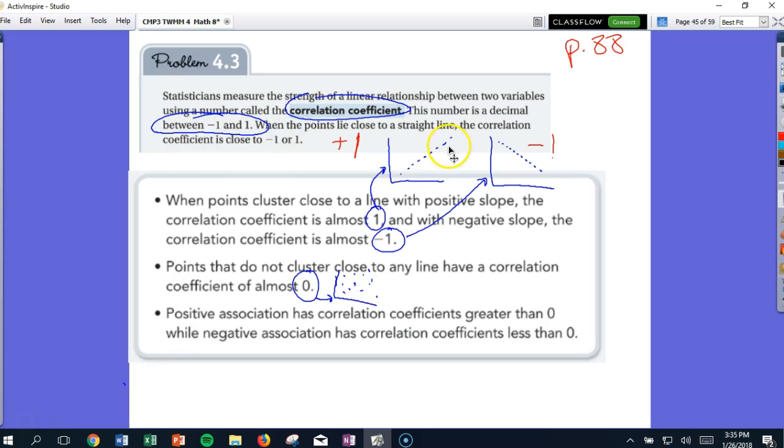Again, a strong positive line is going to be closer to +1. A strong negative line is going to be closer to -1. And if it's all over the place and there's no real pattern or real good line of best fit, that correlation coefficient is going to be closer to 0.